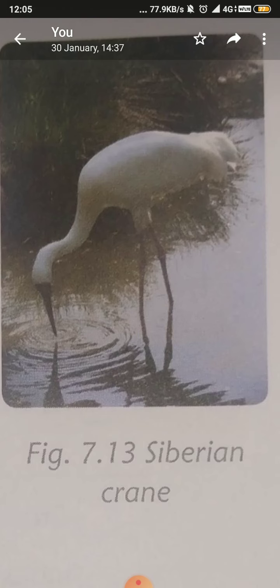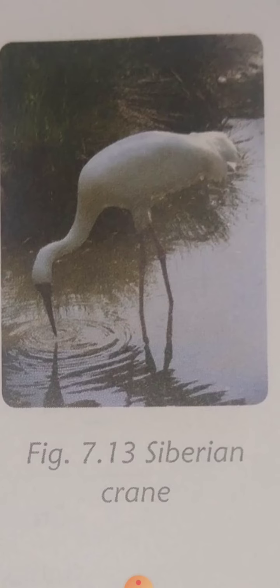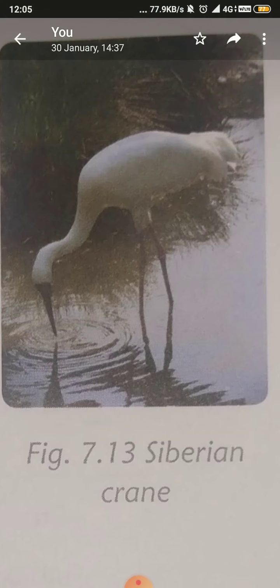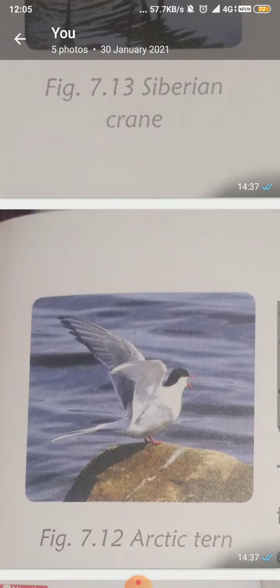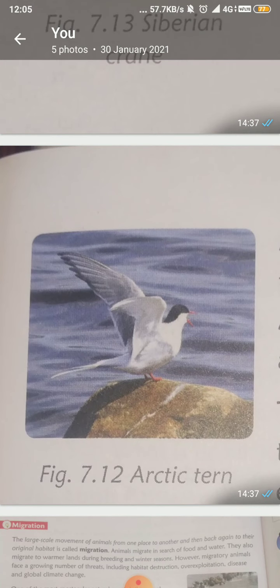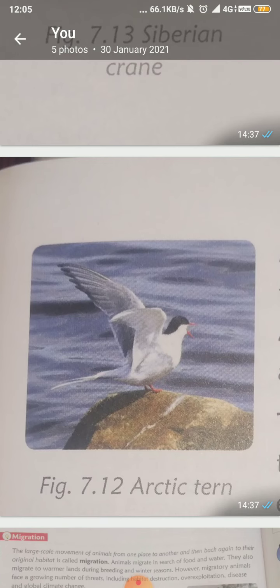So this was about migration. Again I am showing you the images. One is the Siberian crane, which I have discussed here. We can ask you in the exam why their population declined drastically. What is the reason? Because of hunting along their migration routes and conversion of wetland into agriculture land. And this was about the Arctic tern, famous for its migration. Each year it flies from the Arctic breeding ground to the Antarctic and back again, covering a distance of at least 19,000 kilometers.